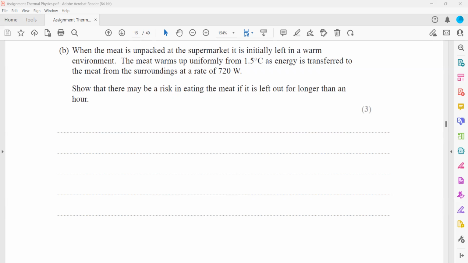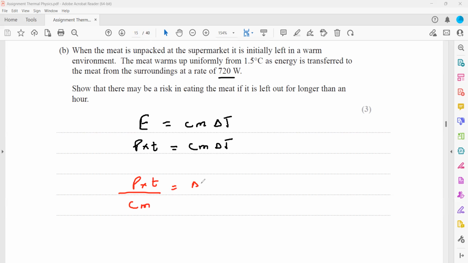So again, using the same formula, E equals c m delta T. Now, whenever we have a power and time, the energy is power times time. So P times t equals c m delta T. We will find the temperature change, and from the temperature change, we'll find the final temperature. So P times t divided by c m is equal to delta T.